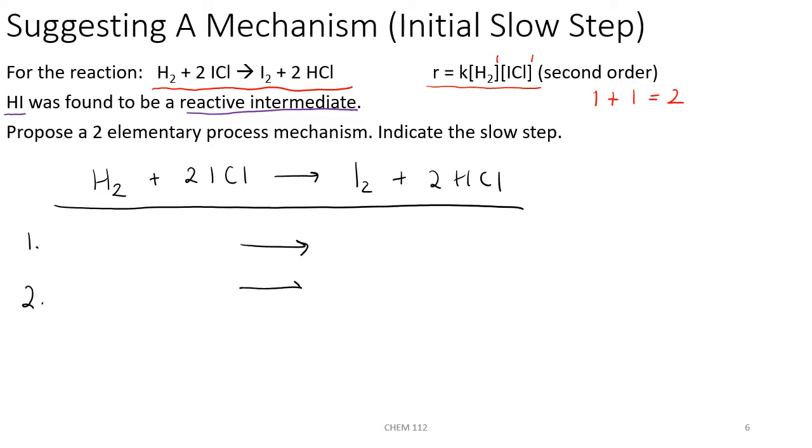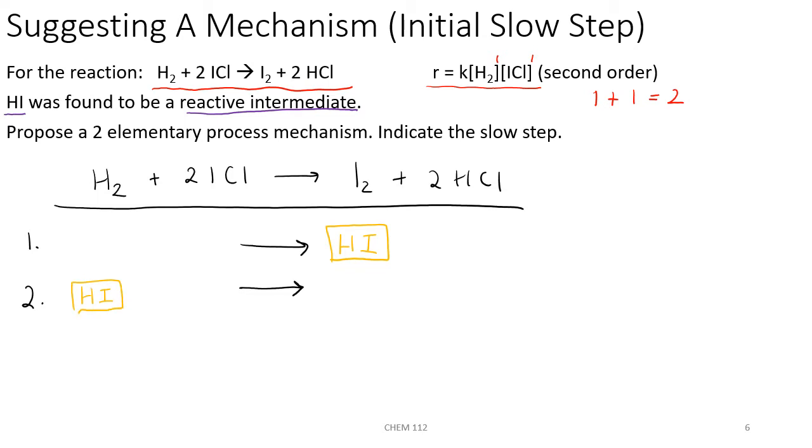At the end, our products have to be on the product side, our reactants have to be on the reactant side, and everything has to have the correct number of moles, and we have to obey the law of conservation of mass as well. So starting out, something that we can do is take that reactive intermediate. We know that HI was found to be a reactive intermediate, so that means it will be produced in step number 1, and it will be consumed in step number 2. So we can start there.